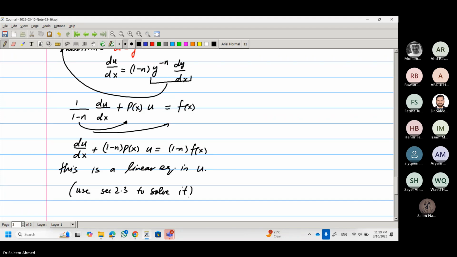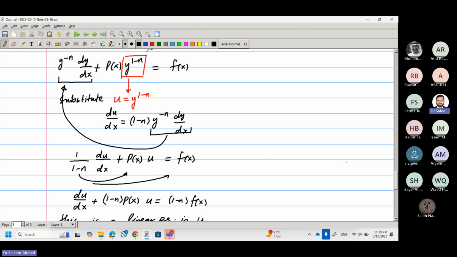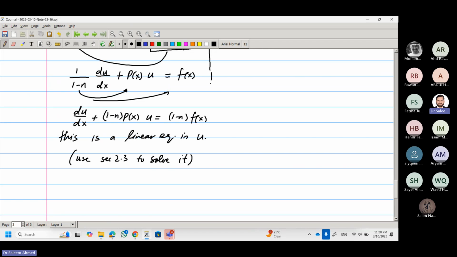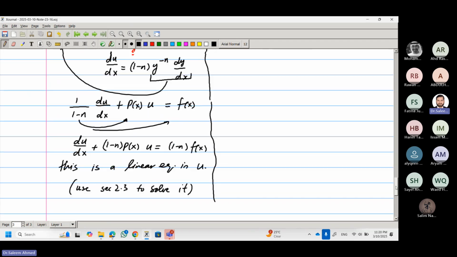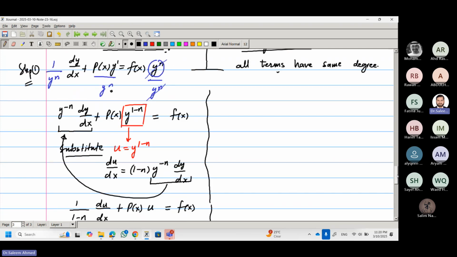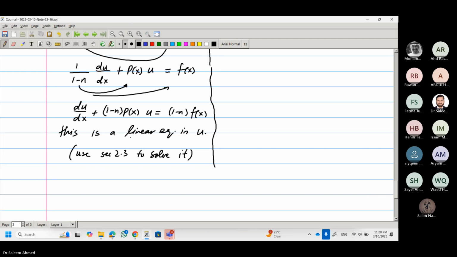So what I will do, if I ask you a linear equation in the exam, I will not ask you to solve it. If I give you a Bernoulli's equation, I will ask you to use this substitution to convert your Bernoulli's equation to a linear equation. That's it. And do not solve the resulting equation, because we know how to solve a linear equation.